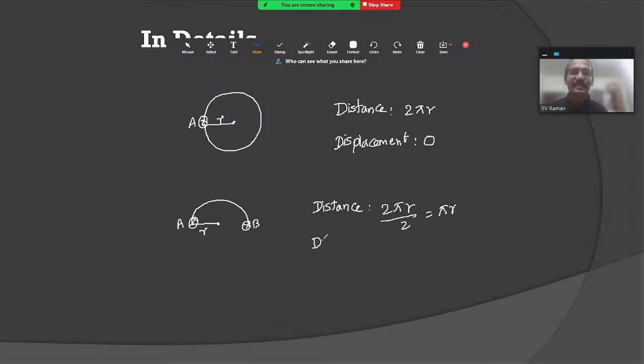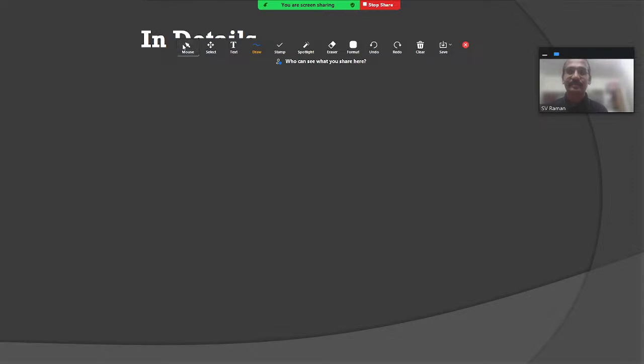Now what is displacement? Displacement is the distance from A to B. From the center point to A and from the center to B, r plus r. So the displacement value will be 2r. Very simple to understand what distance and displacement are. Any kind of question, now we will see different questions.